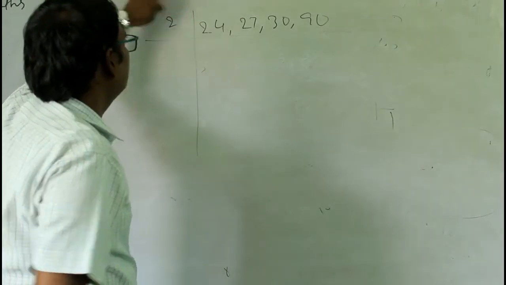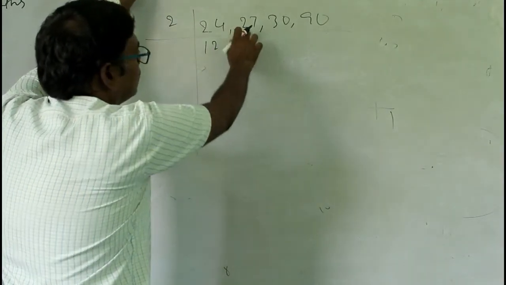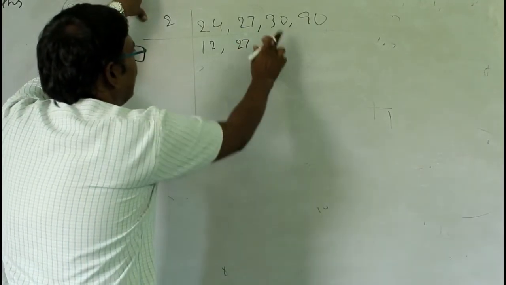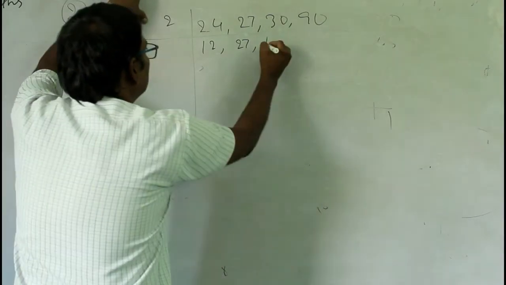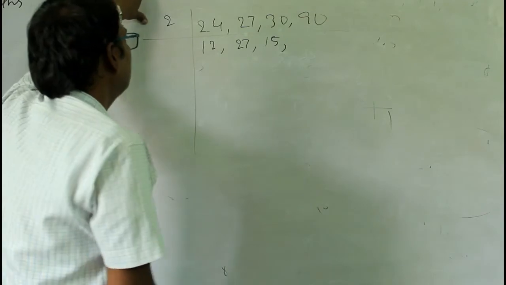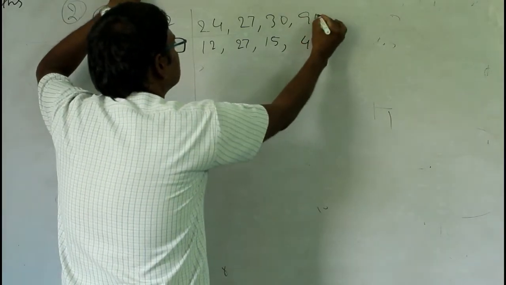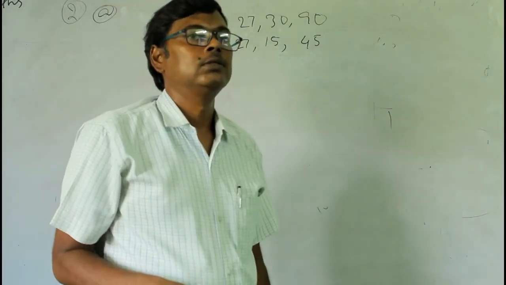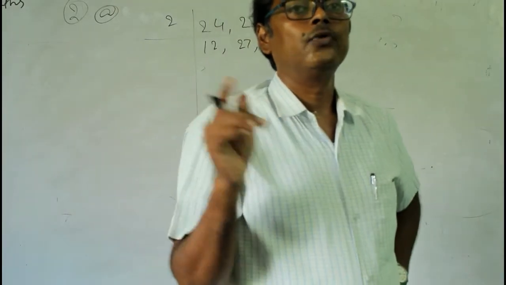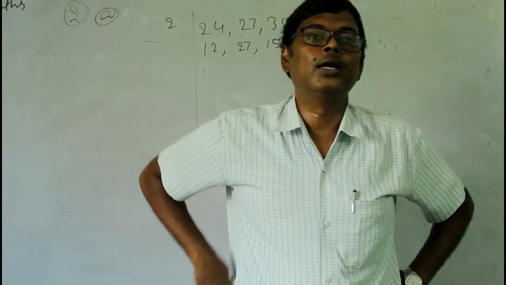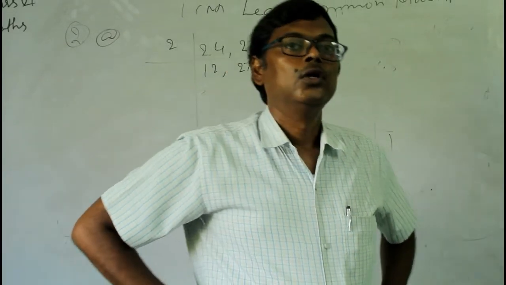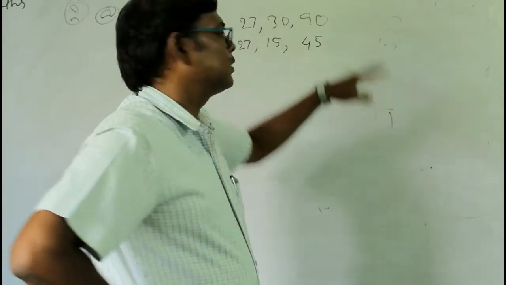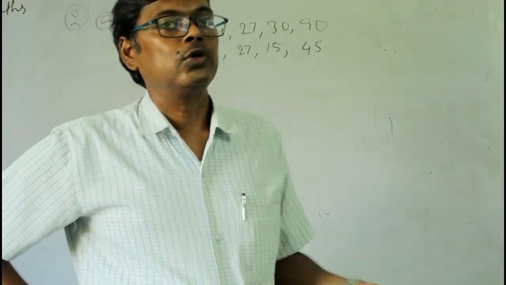Now divide 24 by 2. You will get 12. 27 is not divisible by 2. So write here 27. And 30 is divisible by 2. So write here 15. And 90 is also divisible by 2. So here write 45. Because if you divide 90 by 2, you will get 45. And now in these types of questions, the rule of divisibility will be very, very important. Okay, so you must learn the rule of divisibility. So you will find quickly whether these numbers are divisible by 2 or by 3. So it will be very, very useful.